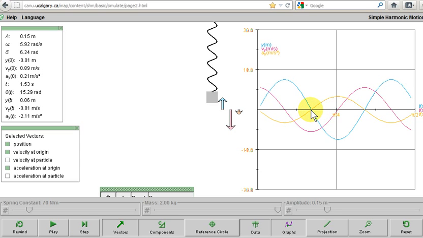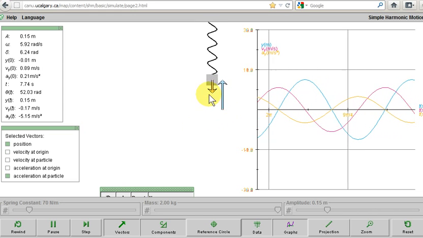We also see that when the position is 0, the acceleration is 0. So when the mass passes through its equilibrium position, x equals 0, the force on it is 0, which means the acceleration is 0. You see this here as well.